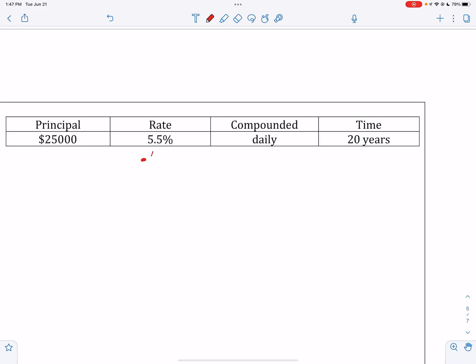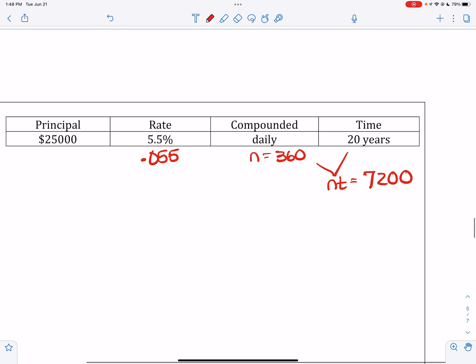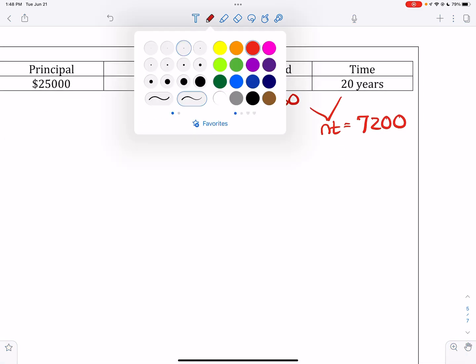Okay, and the last one, I believe what we're going to do using this formula is daily. So change your rate to 0.055. Daily is 360. And then N times T is 360 times 20, which gives me an exponent of 7,200. So you think if you were doing this by hand, you would have to do 7,200 calculations. But thank goodness we don't have to do this by hand.